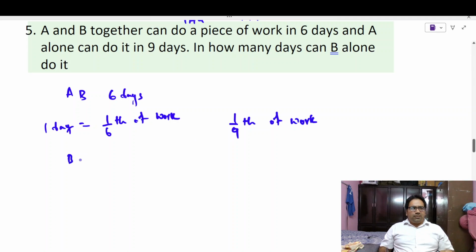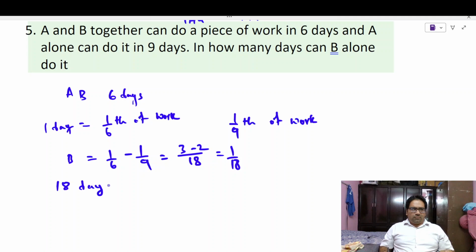Then what does that mean? B's contribution is 1 by 6 minus 1 by 9. Right, B's contribution on the day, that is 18. Then 3 minus 2, 1 by 18. What does that mean? B, if left alone, will complete in 18 days. B's contribution is 1 by 18 per day, which means B completes the work in 18 days.